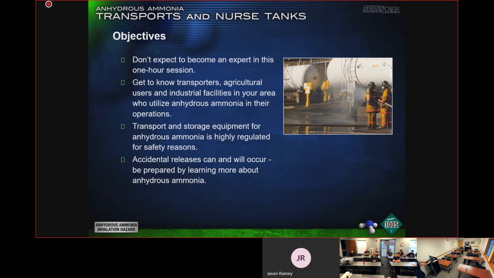But you want to get to know your transporters, agricultural users, and industrial facilities in your area. As far as users, they are everywhere. We have users all over the district, but for the most part, embargers and the co-op are going to be your big, high risk areas. Transport and storage equipment for anhydrous ammonia is highly regulated. Yes and no. Why do I mean? At what point is it not highly regulated? When the farmer gets it.